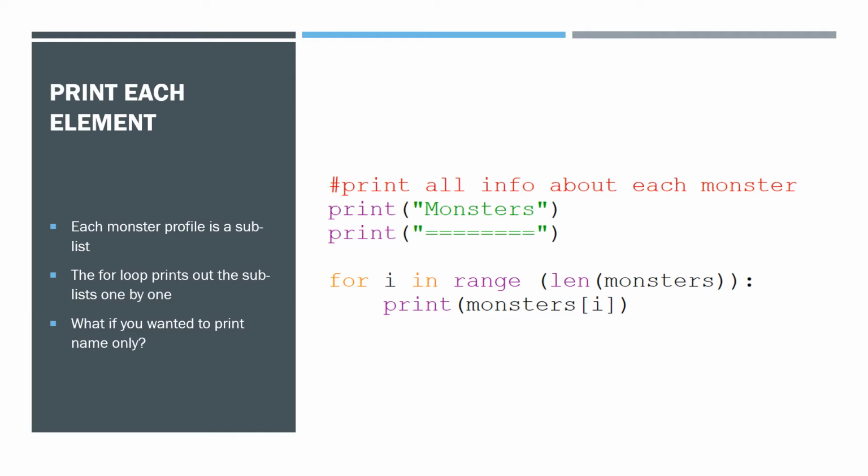What if you just wanted to print out the name of each monster, only the name, not the integers? How would you adapt this code? Pause the video now, try entering the code as you see it here, and then adapting it so that you print out only the name of each monster. I'll show you how to do that in the next slide, so pause, try it for yourself, and then see if you got it right.